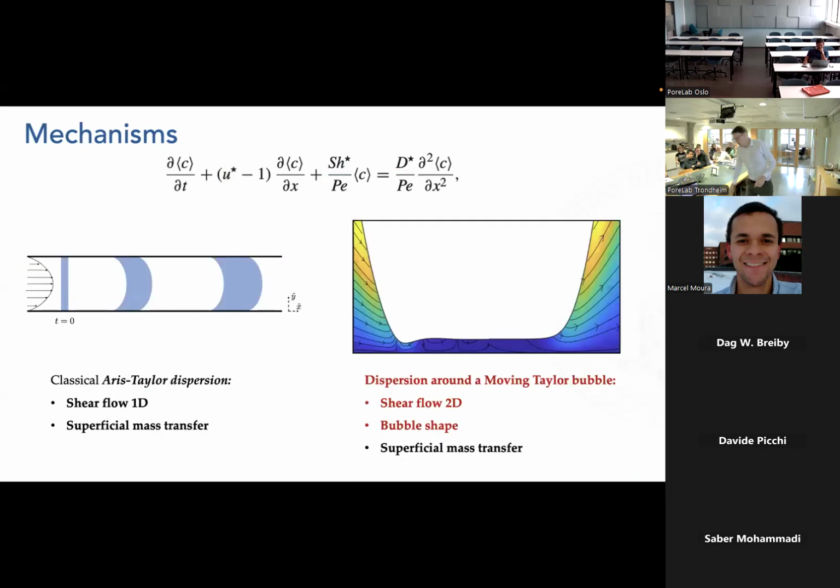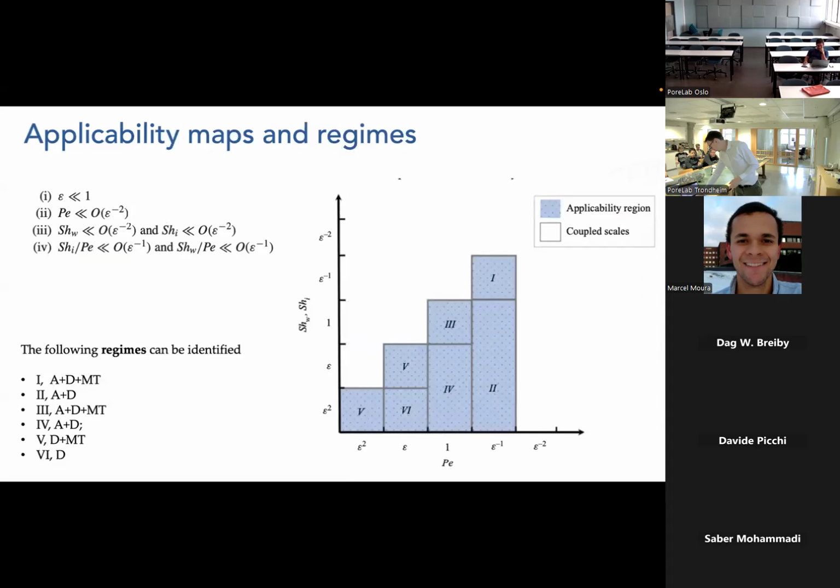Once you get the equation, again, we can go back to the picture. So this is the same approach as the Aris-Taylor dispersion, but now U star, D star, and Sherwood star account for the flow in two dimensions, for the bubble shape, and also for this mass transfer mechanism. Now the idea is to go a little bit into these coefficients and try to understand a little more about the physical mechanisms.